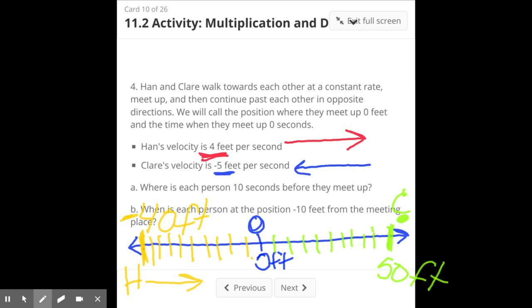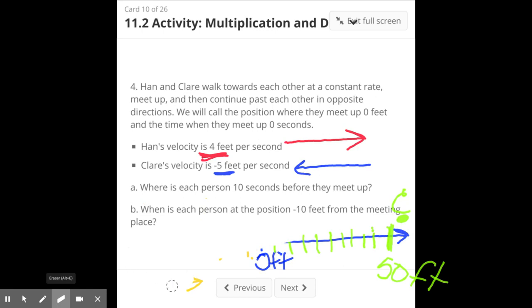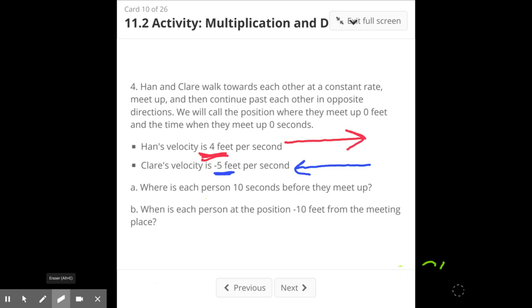All right, so that's the answer for A. Let me get all that work out of the way, and we can try and come up with an answer for B. Again, I'd ask you to pause the video, try it out for yourself first, and then come back and see what I come up with.